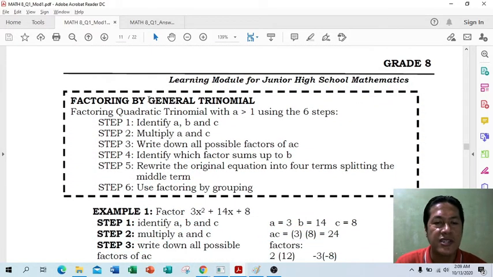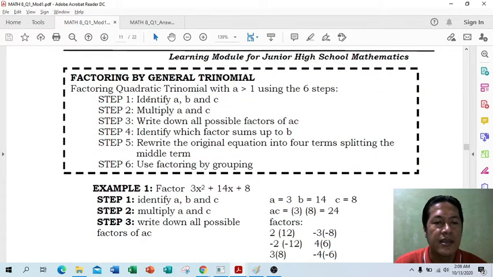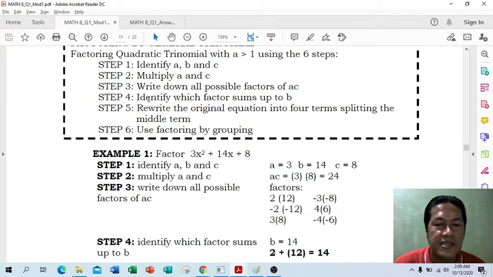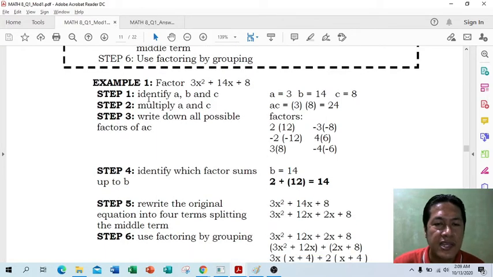Okay, factoring by general trinomial. Factoring a quadratic trinomial with a greater than 1 using the 6 steps. These are the steps, 6 of them. Okay. Sample number 1: factor 3x squared plus 14x plus 8. In terms of a, b, and c, what is a? 3. b? 14. c? 8.